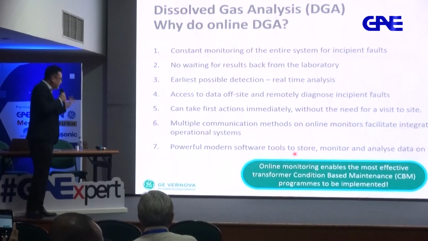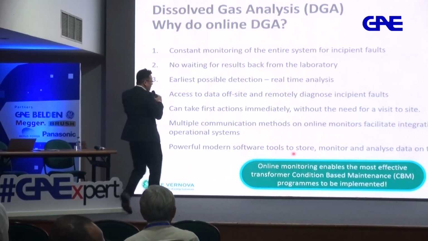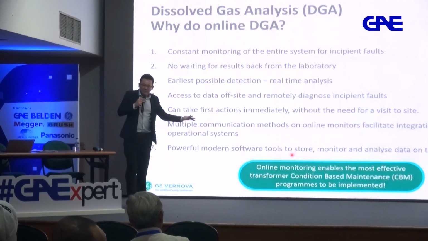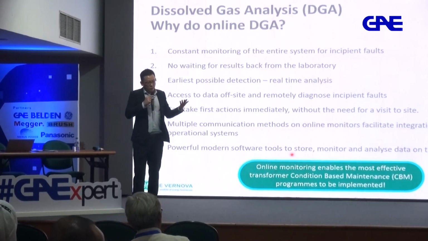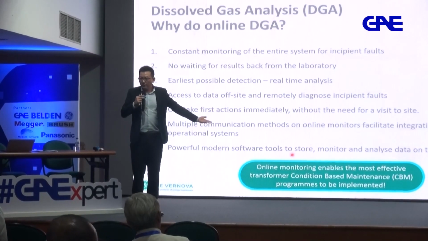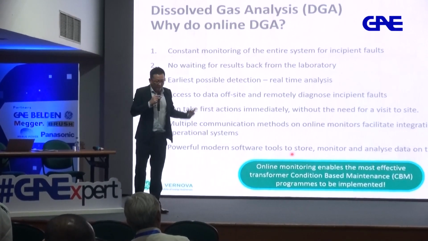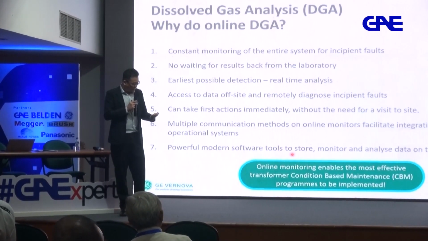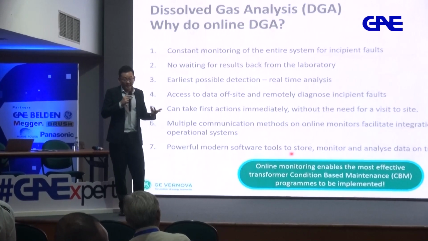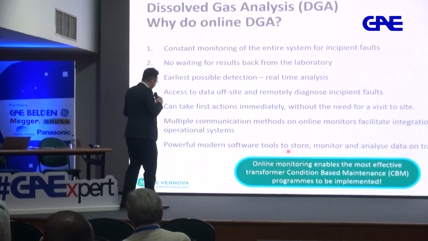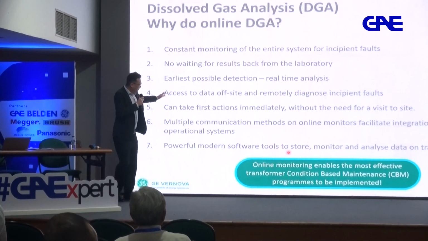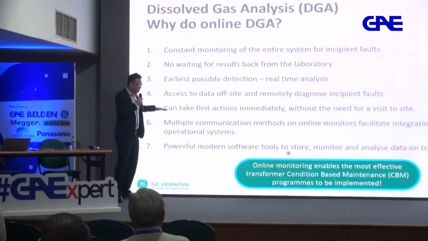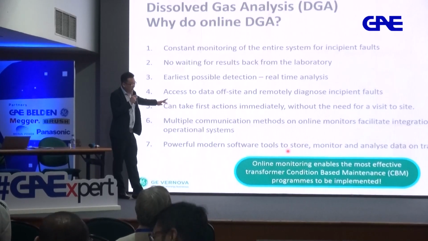Then of course, earliest possible detection and real-time analysis will assist the maintenance team and the engineering crew to take the next step of action. You don't wait until the lab result comes back and realize, oh, my acetylene is very high, what should I do? You're wasting a lot of time. Like I mentioned, with access to data offsite, you can remotely diagnose an incipient fault and take the first action immediately. You don't need to wait for the next visit.